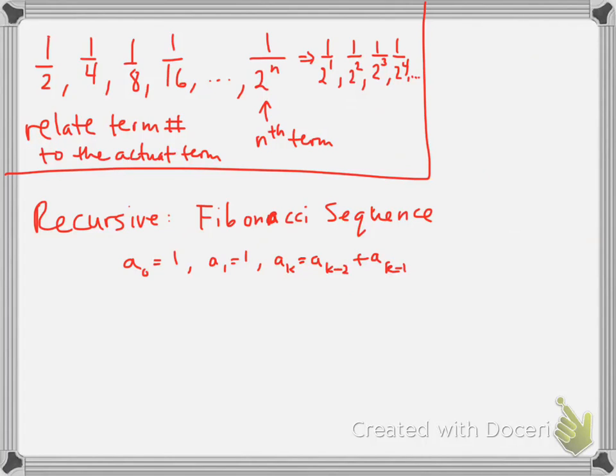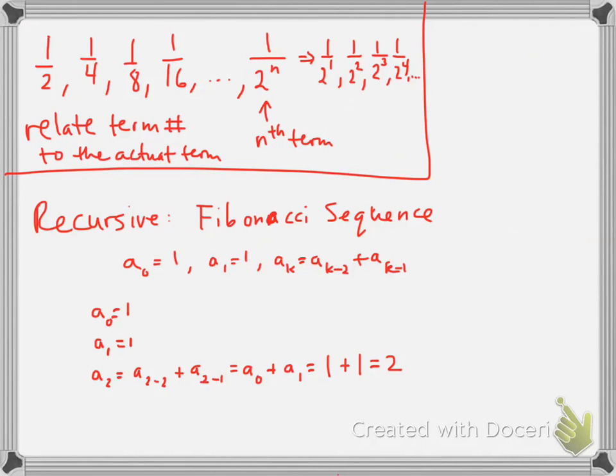So for example, we start off with 1 for a sub 1 and a sub 0. A sub 2 is going to be a sub 2 minus 2 plus a sub 2 minus 1. Well, a sub 2 minus 2 is the same as a sub 0, and a sub 2 minus 1 is a sub 1. Well, a sub 0 was 1, and so is a sub 1. So this is the same as 1 plus 1, which is 2.